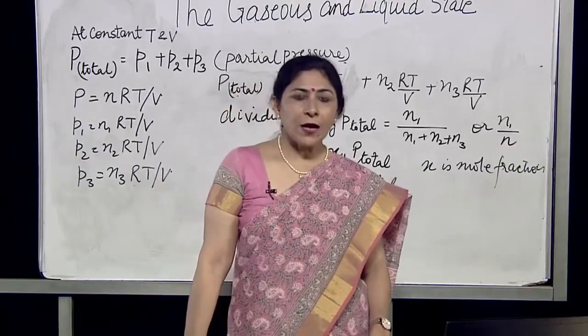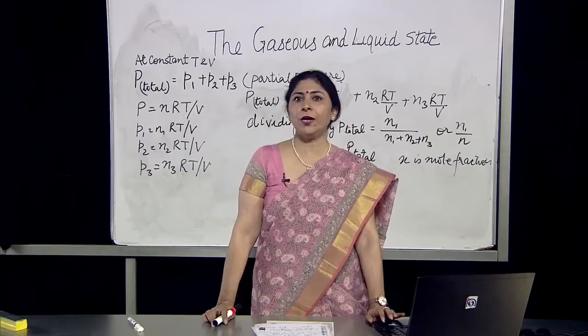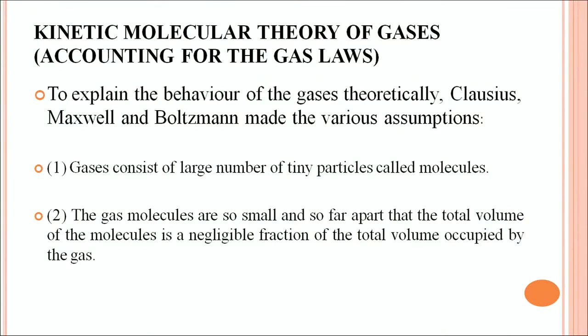Now, next is the kinetic molecular theory of gases. To explain the behavior of gases theoretically, Clausius, Maxwell and Boltzmann made various assumptions. The first assumption was that gases consist of a large number of tiny particles called molecules, and we are familiar with the fact that all gases are made up of molecules. The second is that gas molecules are so small and so far apart that the total volume of the molecules is a negligible fraction of the total volume occupied by the gas.